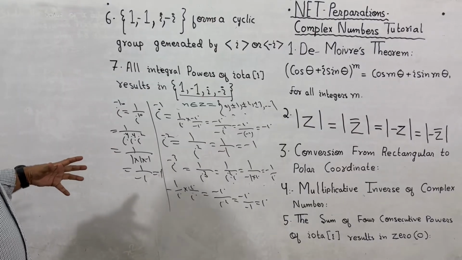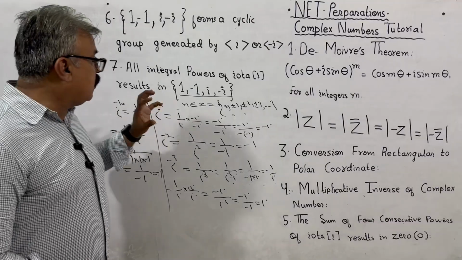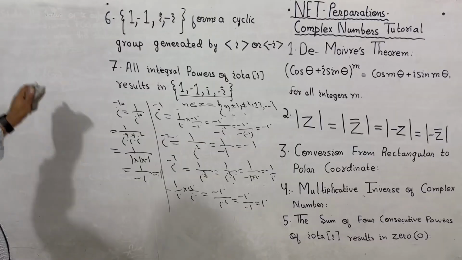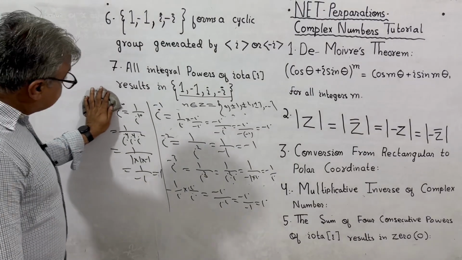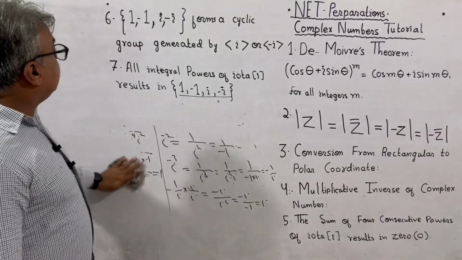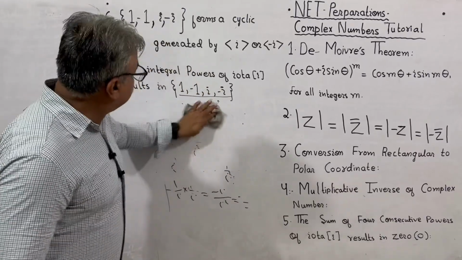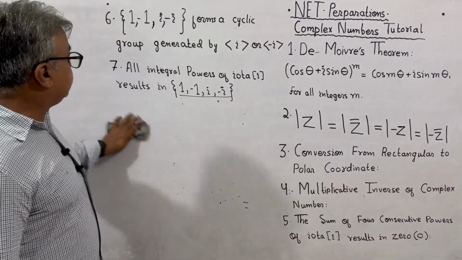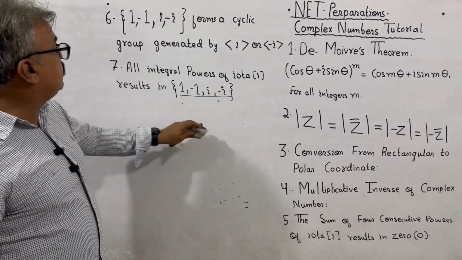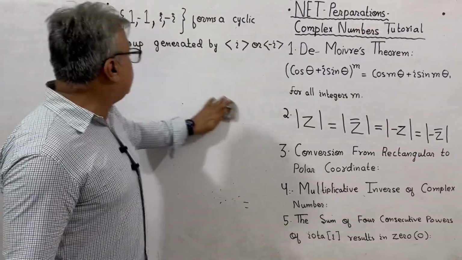That's the beauty of these four numbers. It is known in abstract algebra as the set of quaternions, and it has wonderful applications in mathematical physics. It is a cyclic group under multiplication. The next question is what we are about to prove. Now we have amply demonstrated that iota power n, where n belongs to Z, always results in 1, minus 1, iota, minus iota. Let me prove that they make a group.